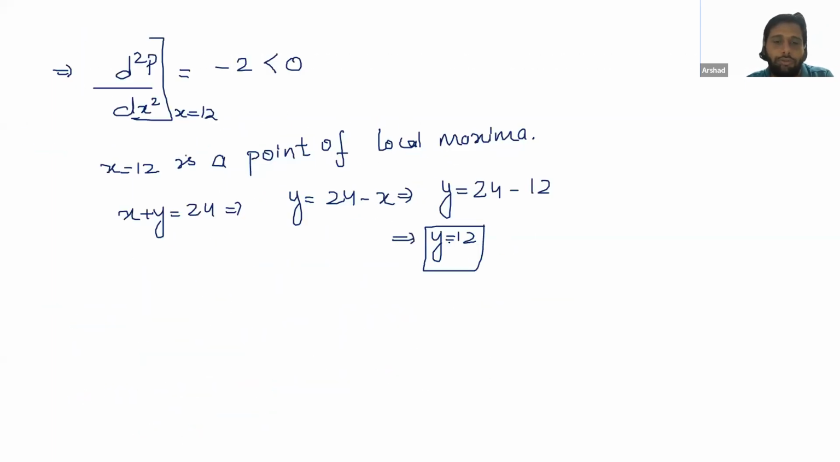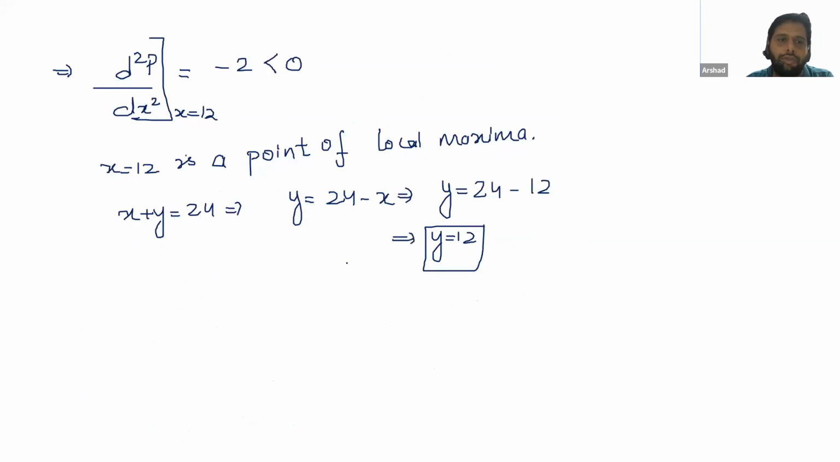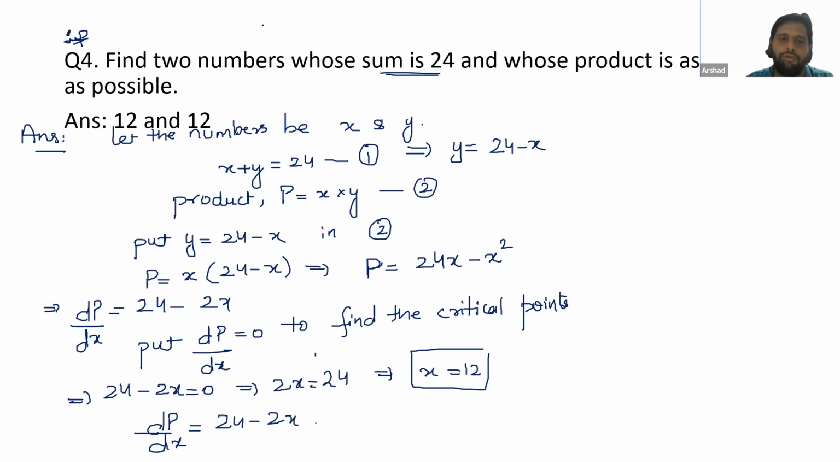Okay, so you will get y is equal to 12. Now, okay, so here we need to find two numbers whose product is as large as possible. So we can say two numbers are 12 and 12. Okay. So I hope this question is clear to everyone. Please note down this and raise your hands once it is done. Then I will give you a new question. If anyone have a doubt, let me know, but the concept will remain the same in each and every question.